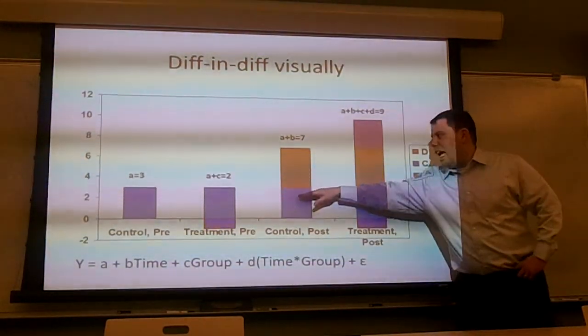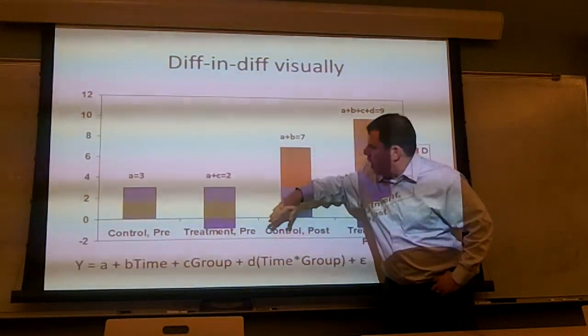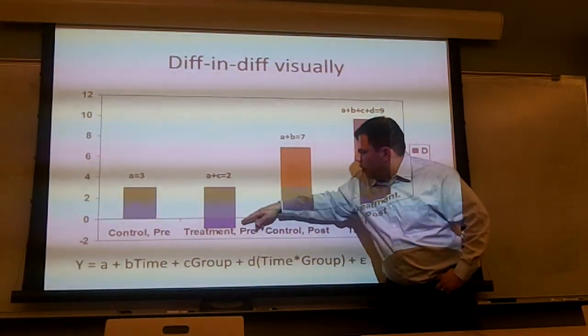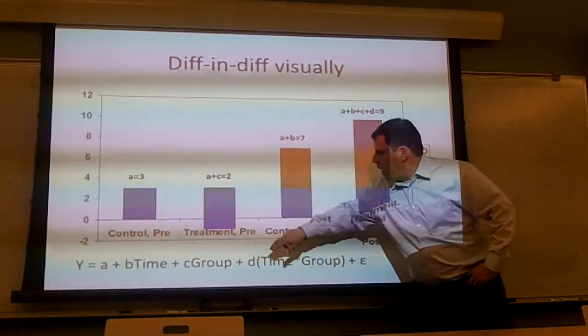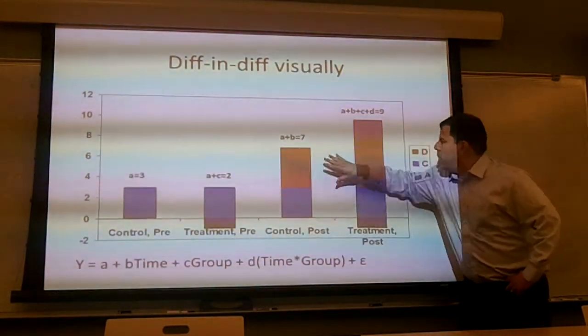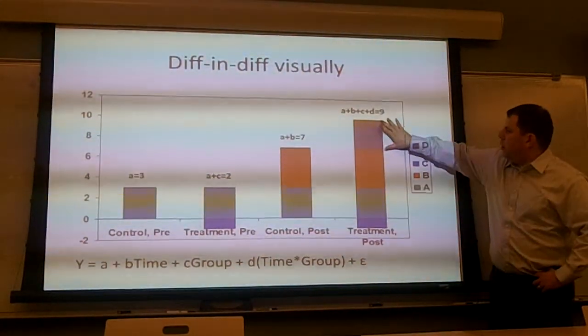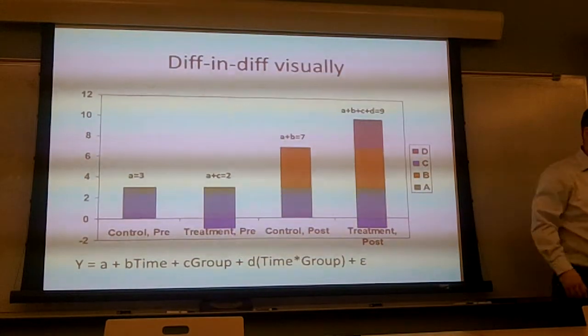That one right there is A, everyone gets that, and then in the main effects, the treatment group always gets the treatment offset, the post period always gets the post offset, and then only the treatment post gets this extra special purple.